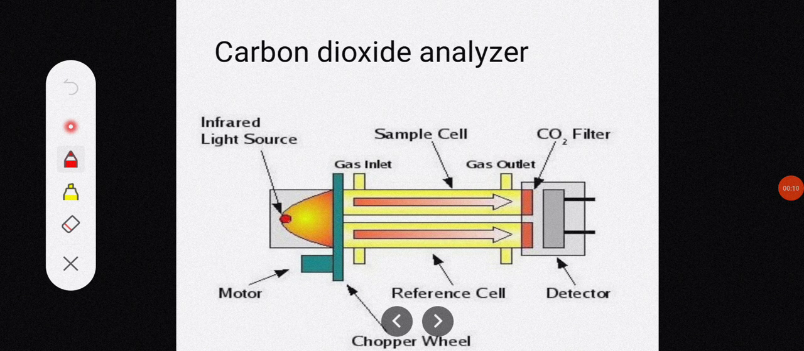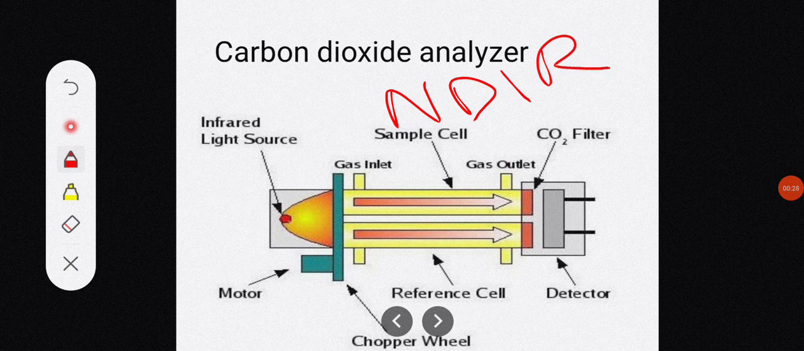This carbon dioxide analyzer is an analytical instrument which measures the concentration of CO2 gas in a sample, and it uses non-dispersive infrared sensor technology, that is NDIR. This non-dispersive infrared detection method is based upon absorption of infrared radiation at specific wavelength as it passes through a volume of a sample.